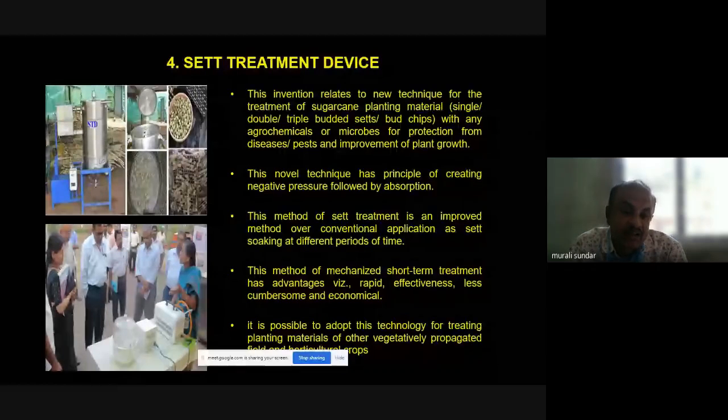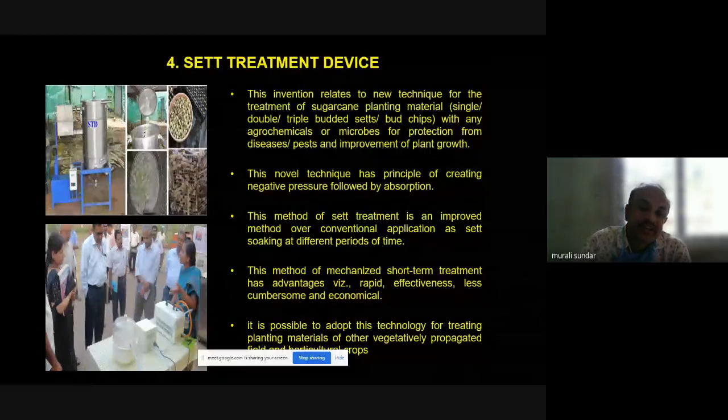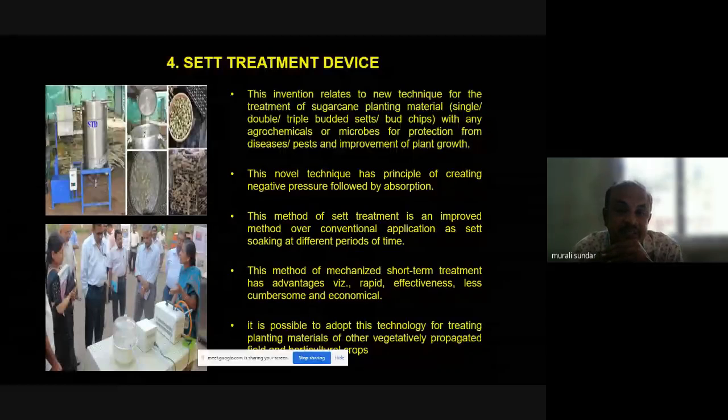The instrument has all the components to control the pressure as well as temperature. So within half an hour, the required seed material can be treated with the chemical which we want. Once it is treated with the chemical as per our desire, then definitely all seed-borne disease will be easily controlled. That is the principle. And it is possible to adopt this technology for treating planting material of other vegetatively propagated field as well as horticulture crops. This is a major advantage of the equipment developed by ICAR-Sugarcane, the set treatment device.